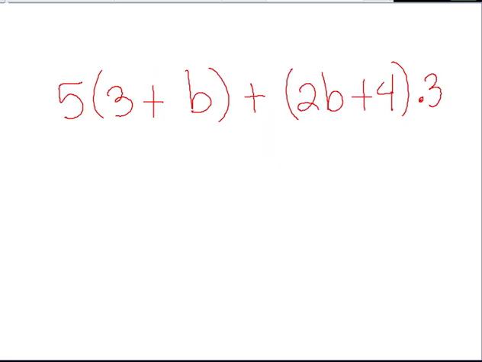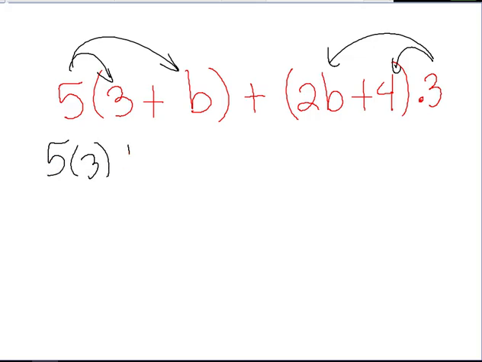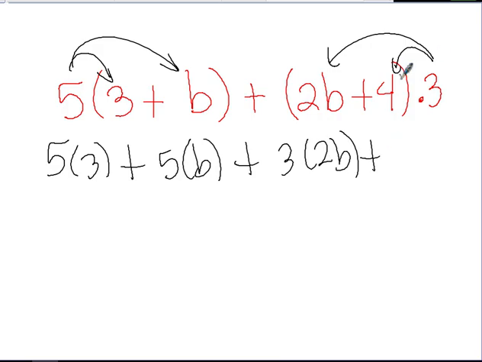The next one is 5 times 3 plus b plus 2b plus 4 times 3. And again, if I'm trying to do parentheses first, I can't combine 3 and b, but since this 5 is attached, I can multiply both of them by 5. I can't do 2b plus 4, but since this 3 is attached, I can multiply 3 by 4 and 3 by 2b. So I just rewrite it now. 5 times 3 plus 5 times b plus 3 times 2b plus 3 times 4.